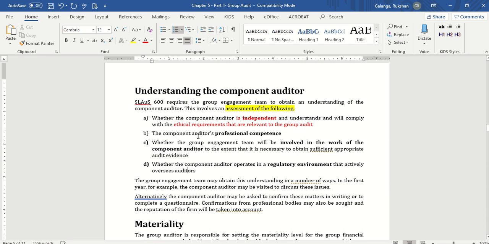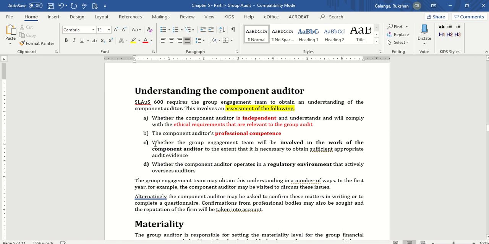Second one, the component auditor's professional competency. අඩුම තරමේ මේ subsidiary එකේ නැත්නම් component එකේ audit එක කරලා තියෙන කෙනා තියෙන professional qualification මොනවාද? Whether he is a chartered member or whether he has qualified the AAT or whether he has done any other exams, right? They can reputed exams කරලා තියනවාද? That the auditor need to be checked whether they have the sufficient competencies.